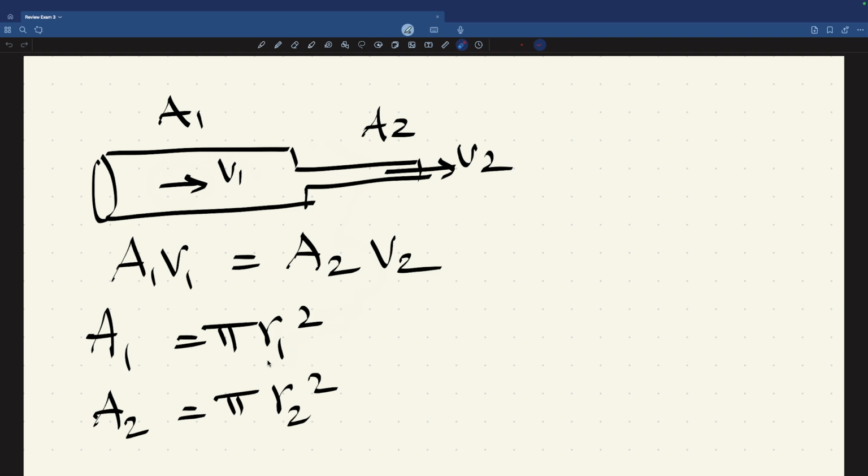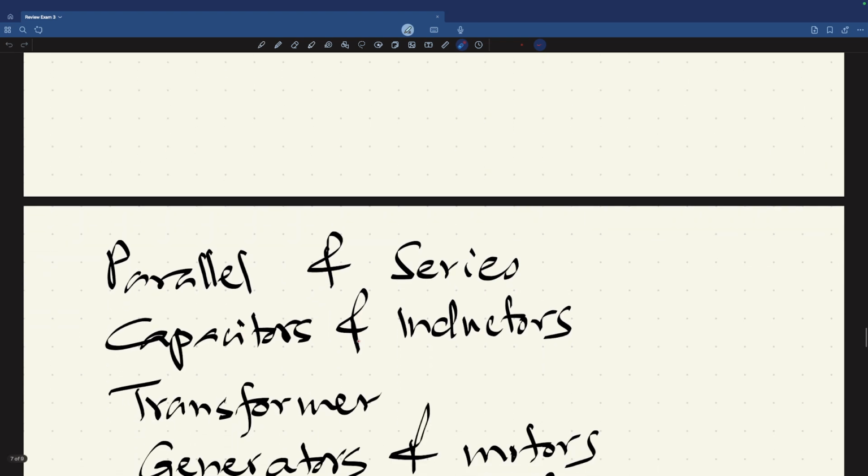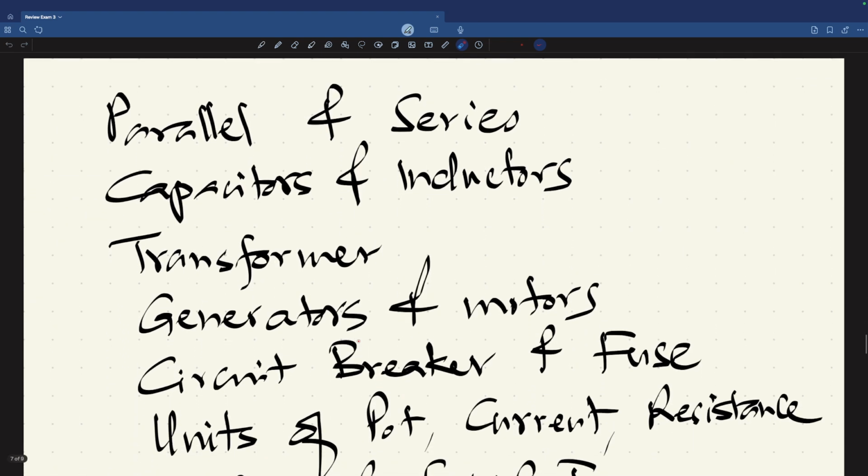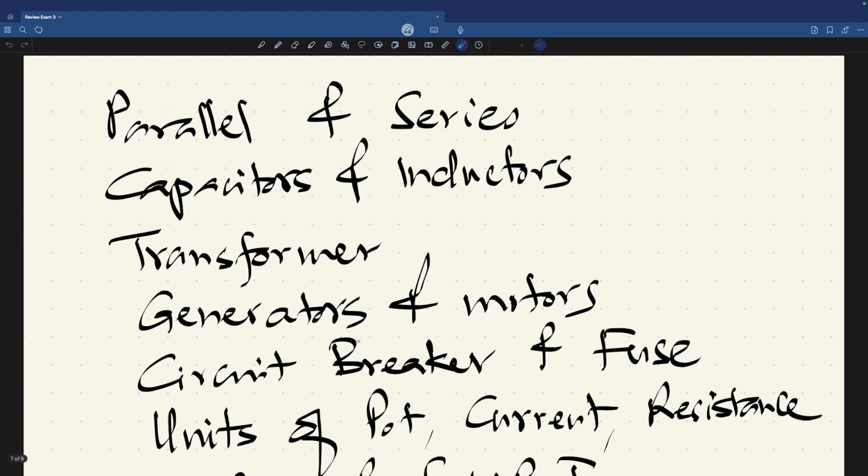Use the radius. Please change it into meter if it's given in centimeter. Find the areas. And probably you're going to be given one of the velocities and you have to find the other one. So that's easy. Once you get A1, A2, do the math. Okay, you see there are 15 points for match the following, and these are the topics.